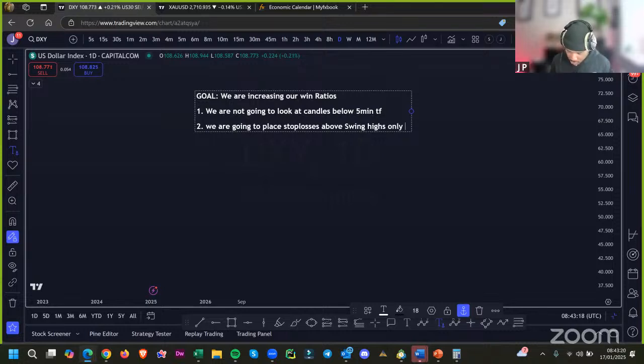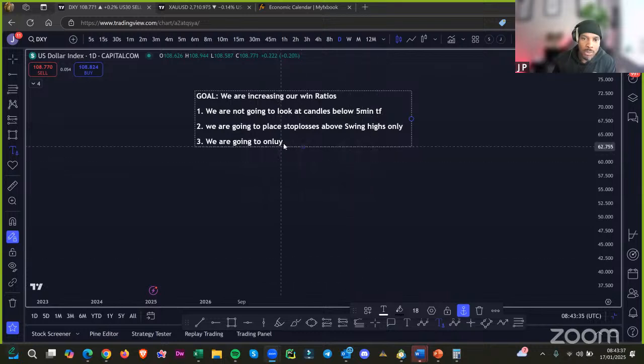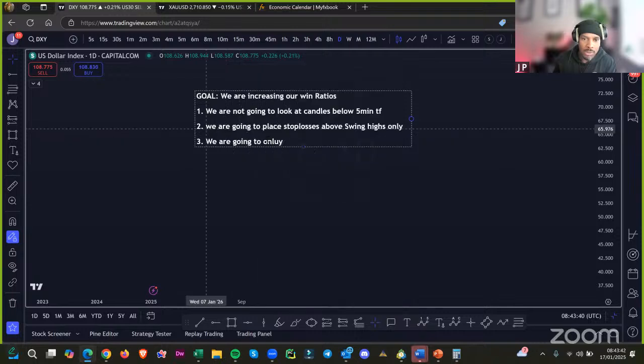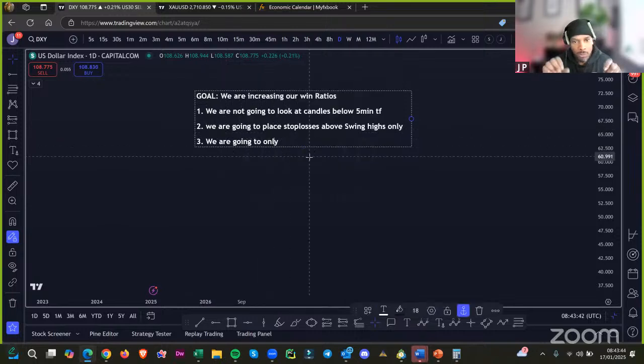Swing highs only. Okay, we are going to only... let's get into here. This is going to be great for a lot of people. We are going to only take 1 trade at a time.